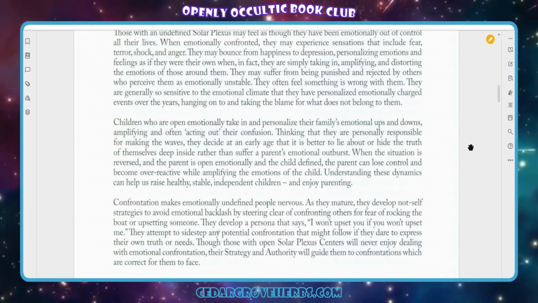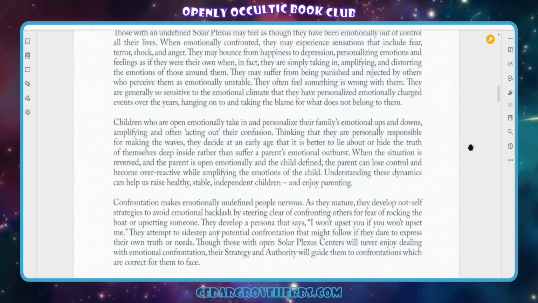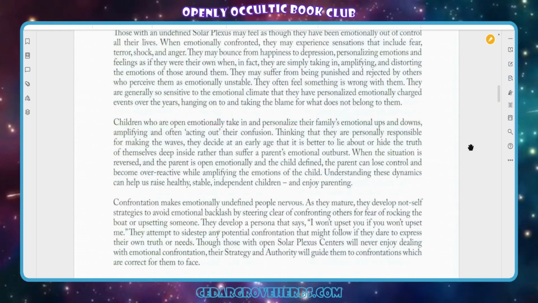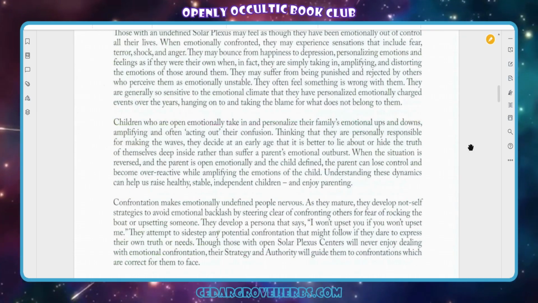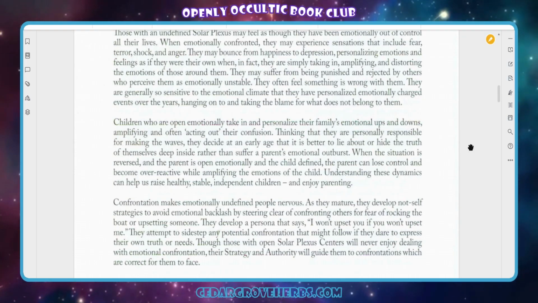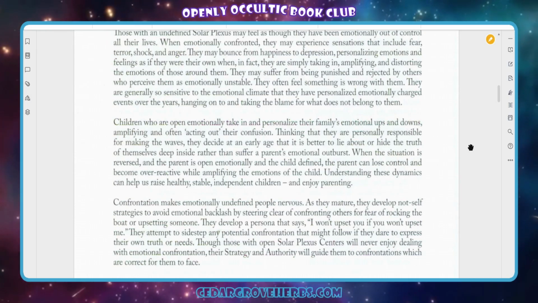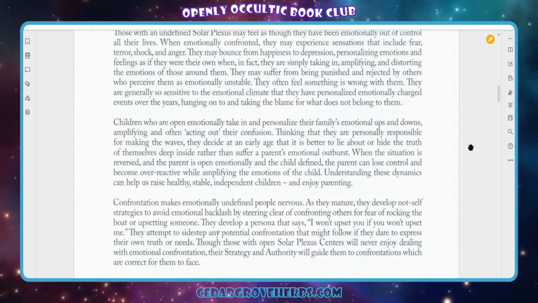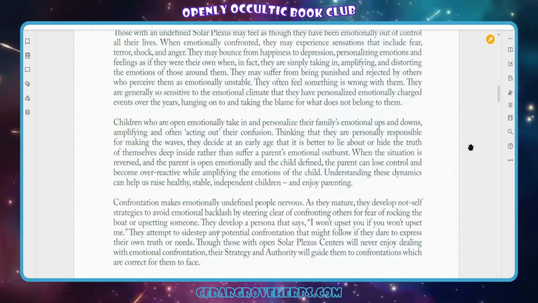Children who are open emotionally take in and personalize their family's emotional ups and downs, amplifying and often acting out their confusion. Thinking that they're personally responsible for making the waves, they decide at an early age that it's better to lie about or hide the truth of themselves deep inside rather than suffer a parent's emotional outbursts. When the situation is reversed and the parent is open emotionally and the child is defined, the parent can lose control and become overreactive while amplifying the emotions of the child. Understanding these dynamics can help us raise healthy, stable, independent children and enjoy parenting.